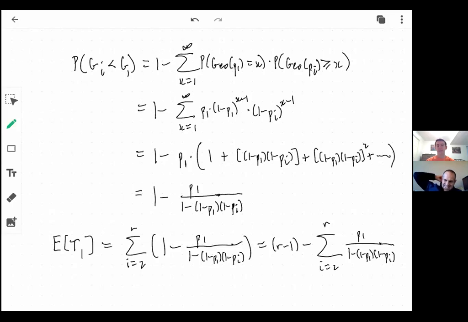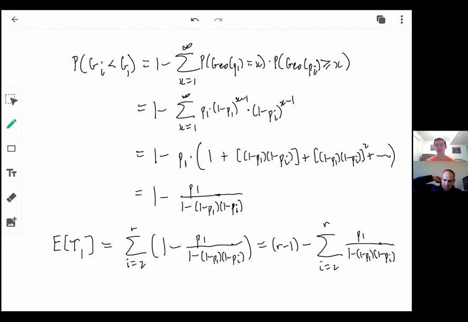Does that make sense? Yeah. At least it makes sense that it would be R minus 1 minus something. Yeah, because R minus 1 would be the total possible types of bugs. Yeah.